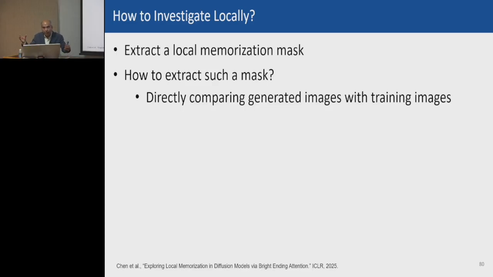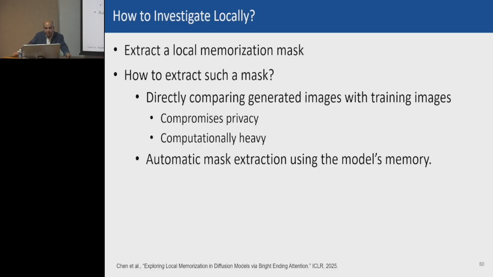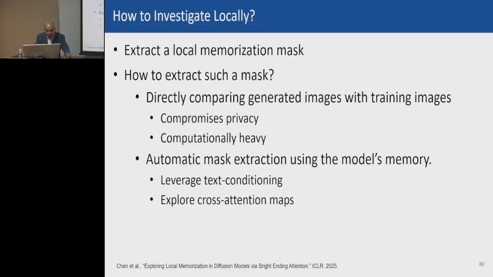Now we cannot directly compare images with the training images because we don't have access to those images, right? It compromises privacy. We want to be able to do this without that. Other is it will take a lot of time. It will be computationally expensive because we would have to compare with all those. So our idea is that we want to automatically extract this mask somehow so that it gives us an indication of how much is the memorization. And we are going to leverage the text conditioning and explore the cross attention maps.